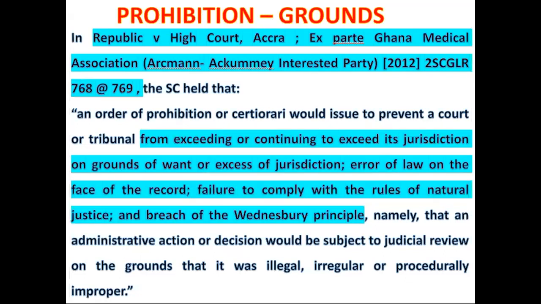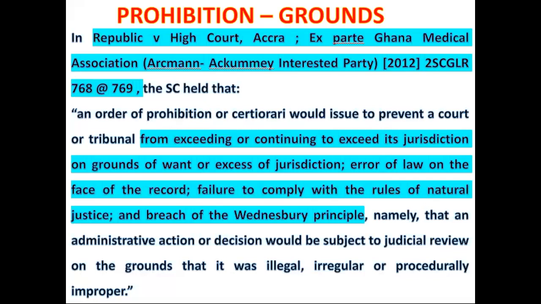Quote ends. So what are you being told in this case of Republic versus the High Court Accra, as per the Ghana Medical Association? They are being told that an order of certiorari or prohibition will be granted on those same grounds. You saw the grounds over there. They mentioned the same grounds: exceeding or continuing to exceed jurisdiction, excess of jurisdiction, error of law on the face of the record, failure to comply with natural justice, breach of the same grounds, except that for prohibition, it looks to the future to prevent it from happening. But for certiorari, it looks to the past, to what has already occurred.